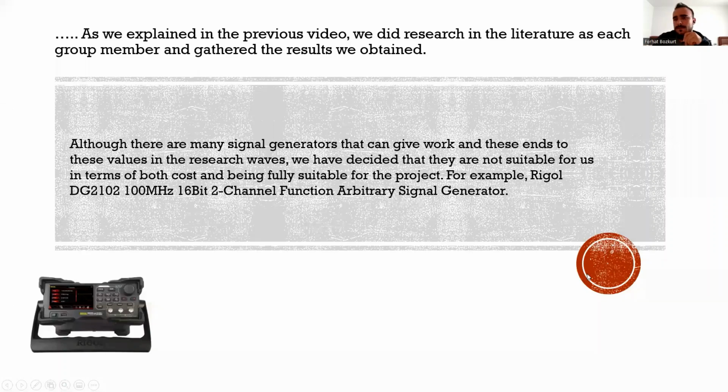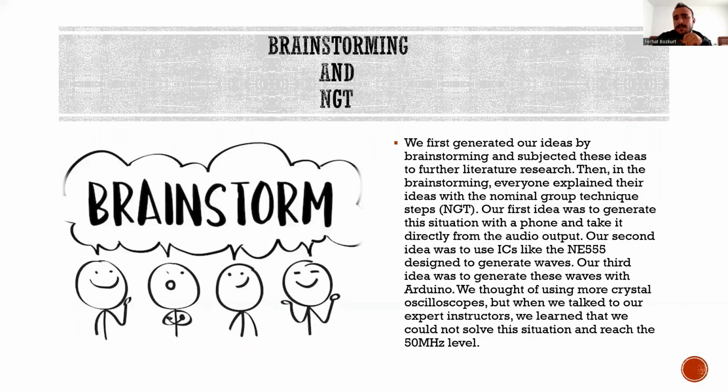As we explained in the previous video, we did research and literature review, each group member gathered the results we obtained. To summarize, there are many signal generators for this job, but not all signal generators are suitable for our project, especially because the cost is not suitable for our project. We did brainstorming and NGT. We first generated our ideas by brainstorming and subjected these ideas to further literature research. Then in the brainstorming, everyone explained their ideas with the nominal group technique steps.